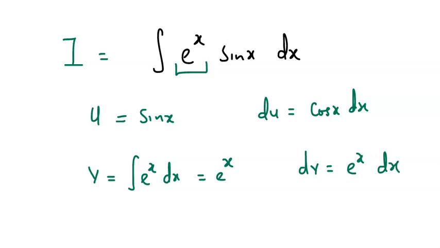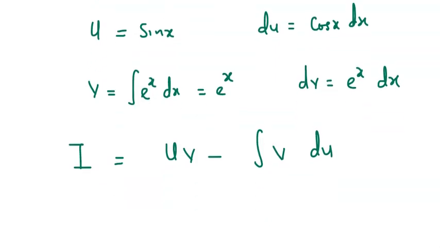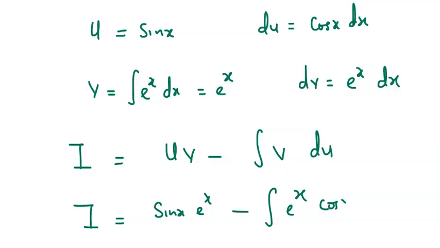Now, to use the method of integration by parts, our I is going to be equal to uv according to the formula, minus the integral of v du. Now let us make our necessary substitutions. So our I is going to be equal to uv, which is sine of x multiplied by e raised to the power of x, then minus the integral of v, which is e to the power of x, and our du is equal to cosine of x dx.